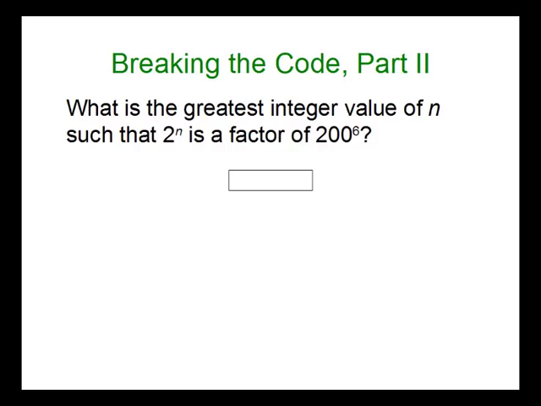So let's begin with the whole greatest integer value of n such that 2 to the n. Let's just think, what is, not n squared, 2 to the n. See how easy it is to reverse them? So what's the deal with 2 to the n if n's an integer?